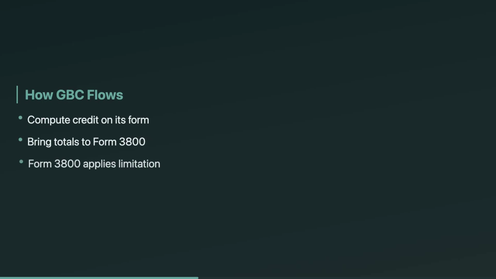Here's the framework they love testing. You don't calculate the GBC from scratch. You calculate individual credits form by form, then aggregate them. For example, you might have a disabled access credit, a work opportunity credit, or other credits. Each has its own eligibility rules and limits. Form 3800 is the summary and limitation form that pulls them into one number for the return.